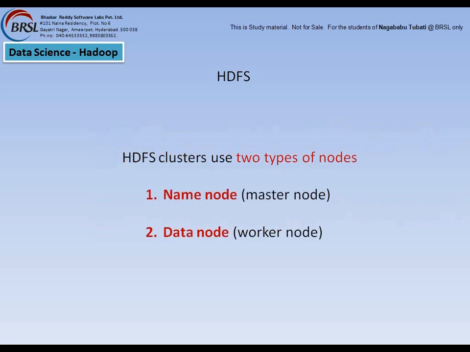HDFS clusters use two types of nodes. One is name node, also known as master node. Second one, data node, also known as worker node. So these are some of the technical details of HDFS of Hadoop ecosystem.